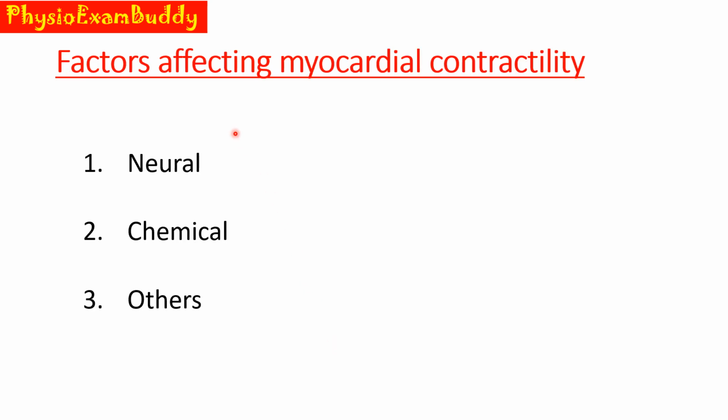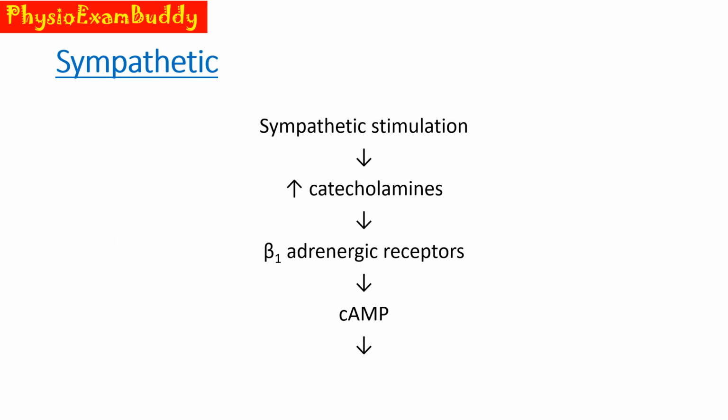Factors affecting myocardial contractility, and thereby the stroke volume, can be explained under three headings, that is neural, chemical and others. Neural factors again we can divide under two headings, that is sympathetic as well as parasympathetic effect. What happens when there occurs a sympathetic stimulation? It causes an increase in the secretion of catecholamines, that is epinephrine and norepinephrine, which will bind to the beta-1 adrenergic receptors in the heart, and it causes an increase in the cyclic AMP level.